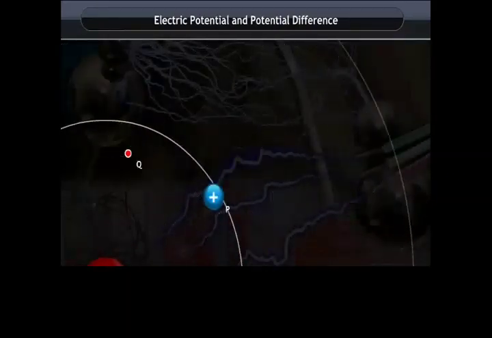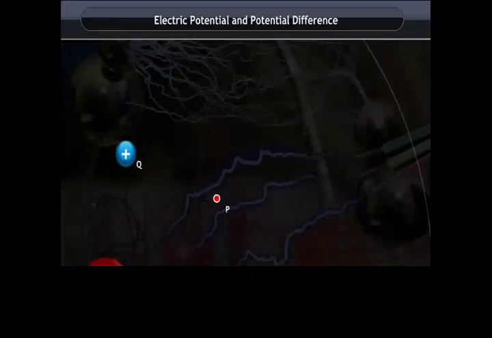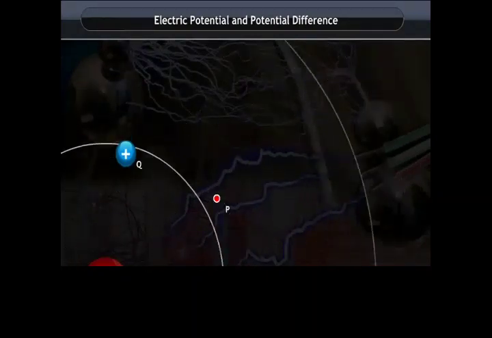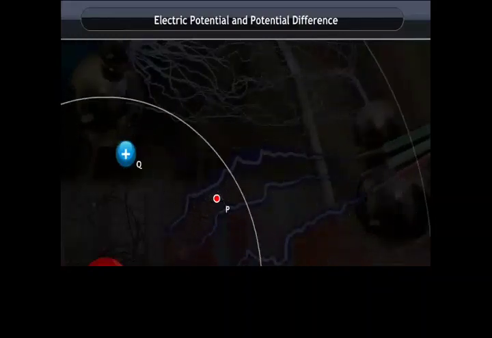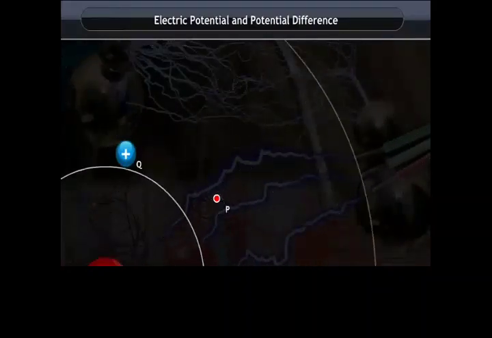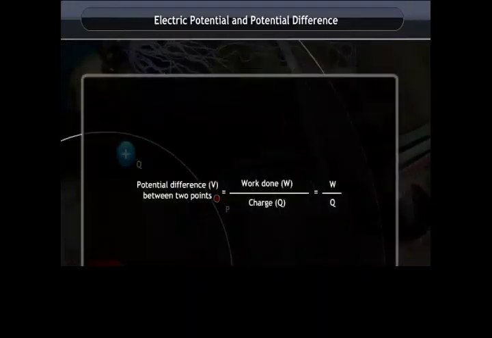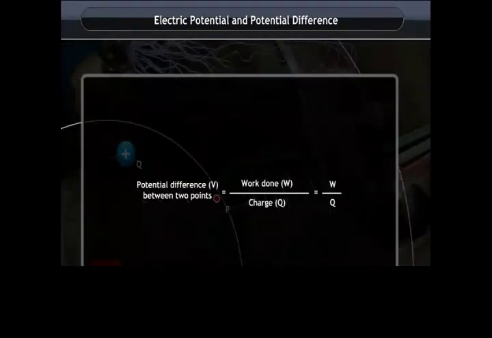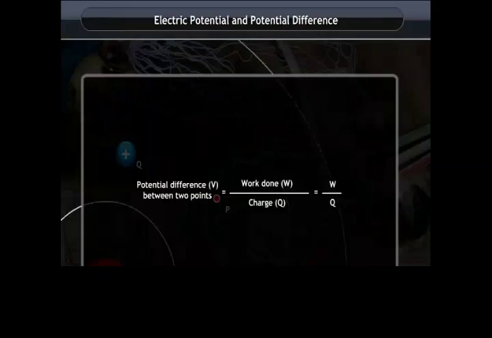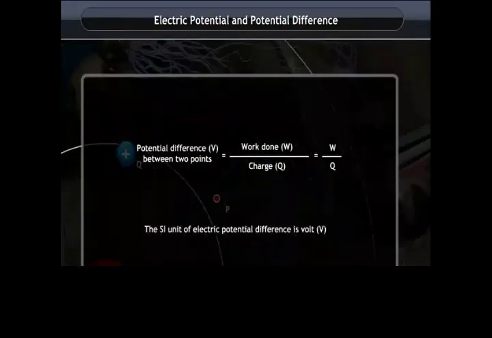The unit positive charge has to move from point P to Q, so the work needed to be done is the potential difference between these 2 points. It is defined as the amount of work required to move the unit positive charge from one point to another point. Mathematically, potential difference V between the 2 points is equal to work done W divided by charge Q, V = W/Q. The SI unit of electric potential difference is volt or V.